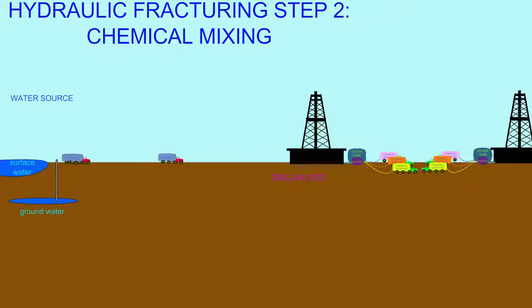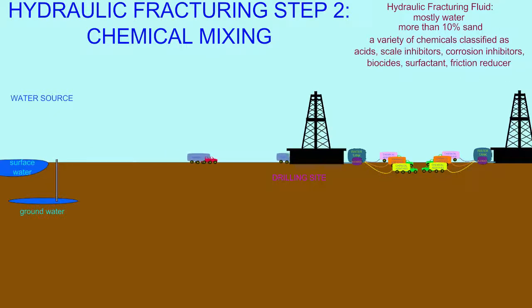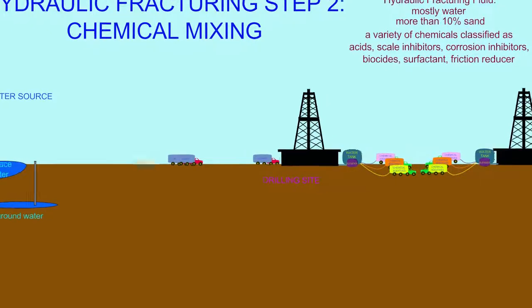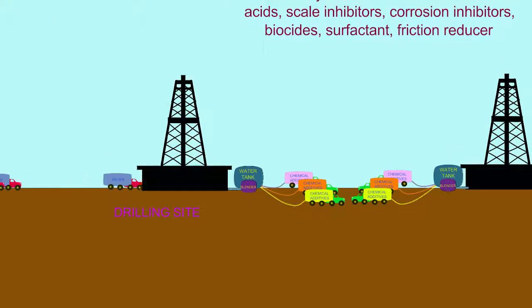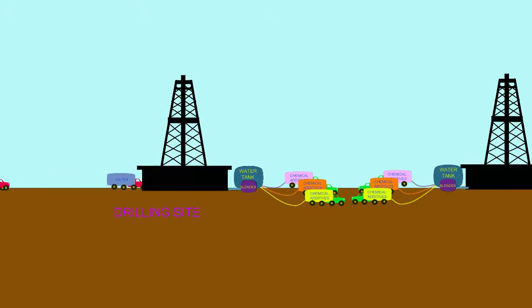The second step of hydraulic fracturing involving water is the mixing of chemicals with the water to produce hydraulic fracturing fluid. This fluid is mostly water. It may be more than 10% sand, and it can then contain a variety of chemicals classified as acids, scale inhibitors, corrosion inhibitors, biocides, surfactant, friction reducers, and other groups.